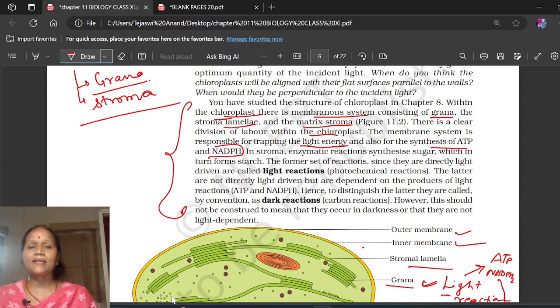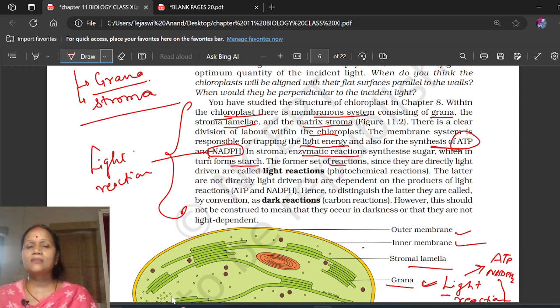Understand, ATP and NADPH, they are formed in the grana, and they trap the light energy. So we can understand that ATP and NADPH are formed only in light reaction. In stroma, what happens? Enzymatic reaction synthesizing sugar, which in turn forms starch.